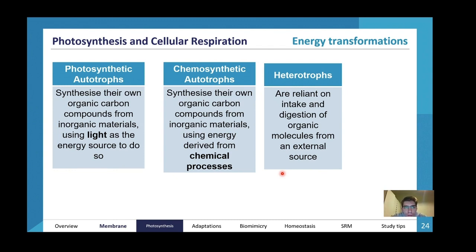So, let's start with photosynthetic autotrophs. They synthesize their own organic carbon compounds from inorganic materials using light as the energy source. Then we have chemosynthetic autotrophs, which synthesize their own organic carbon compounds from inorganic material using energy derived from chemical processes. So photosynthetic ones derive energy from light, chemosynthetic derive energy through chemical processes, and heterotrophs are reliant on intake and digestion of organic molecules from an external source.